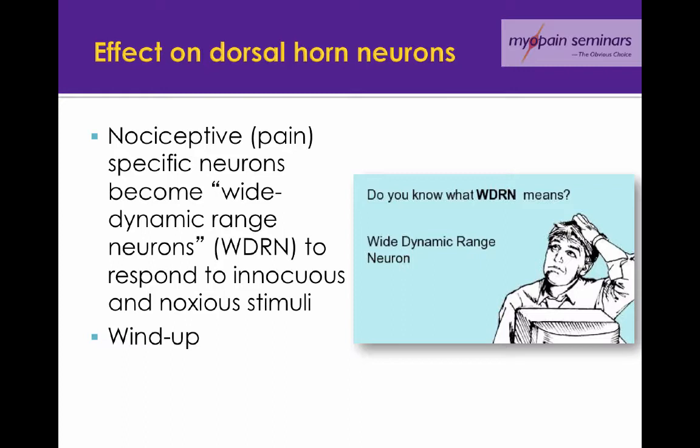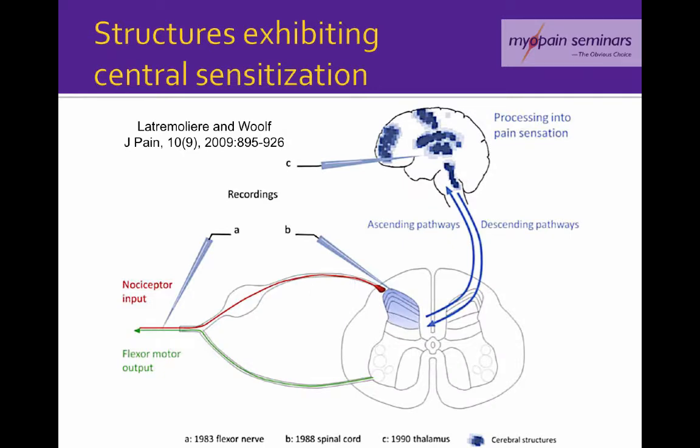There's some confusion about the phenomenon of wind-up. Wind-up produces an increasing response to continuous stimulation, but it ends when the stimulation ends, and therefore it's really not a manifestation of neuronal plasticity. It is now known that many structures of the central nervous system can exhibit central sensitization, as represented in the schematic presentation here. The first evidence for central sensitization was generated in 1983 by revealing injury-induced changes in the cutaneous receptor field properties of flexor motor neurons as an integrated measure of the functional plasticity of the spinal cord.